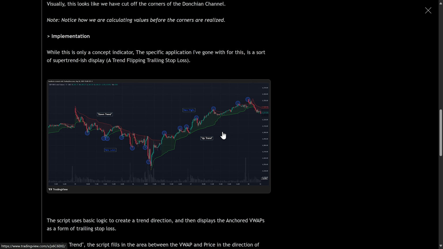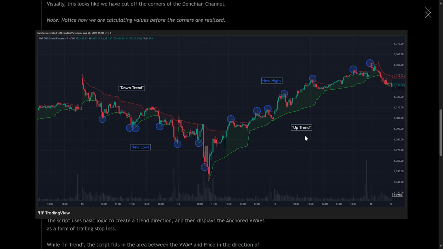Make sure to manage your risk, test these strategies on demo first, and adapt them to fit your style of trading.